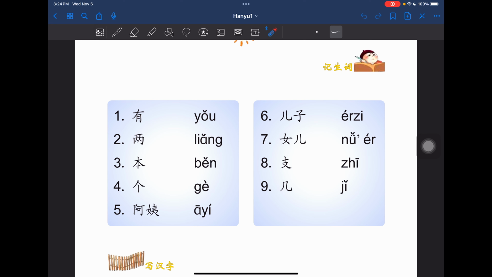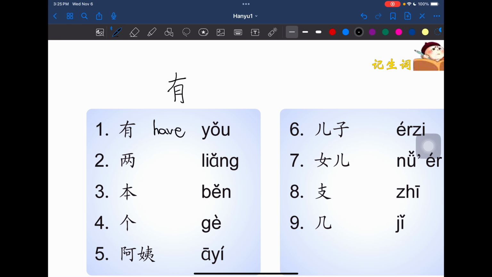Okay, so we're going to start with 有 三声二头 有 means have, H-A-V-E, have. 有 means have. So 有, you write it like 1, 2, 3, 4, 5, 6. Just 6 strokes like that, okay? Alright, we're going to cover it again. 1, 2, 3, 4, 5, 6. That is 有 have. So in the title is 我有两本书.